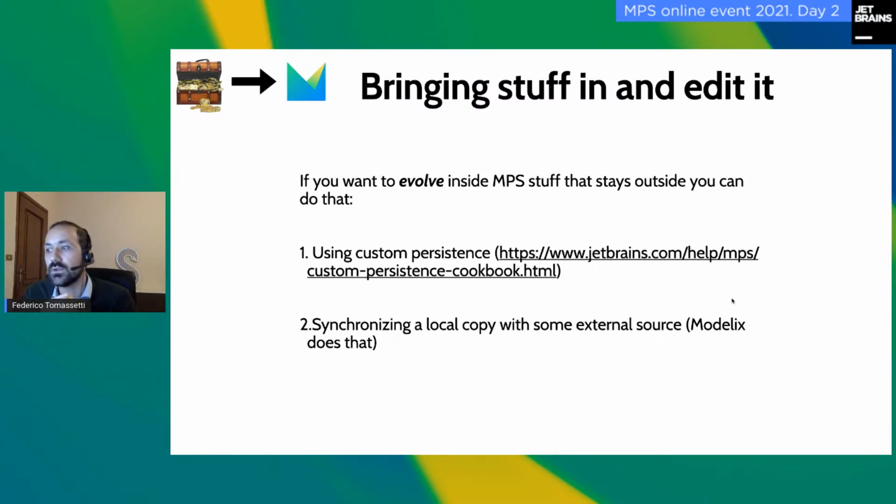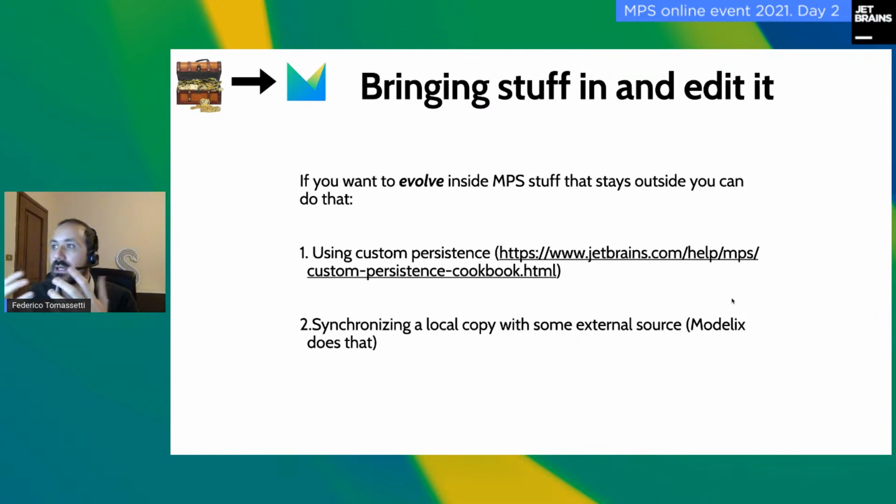This is one strategy. Another strategy that I've seen recently used in Modelix, this amazing project from Sasha Lisson, that we'll talk about tomorrow, is the synchronization approach. Basically, you create your own models in MPS, and then you run a listener that observes any change you do in these models, that initially contain the same information as some external data source, and every time you do a change, you replicate the change in this external source.